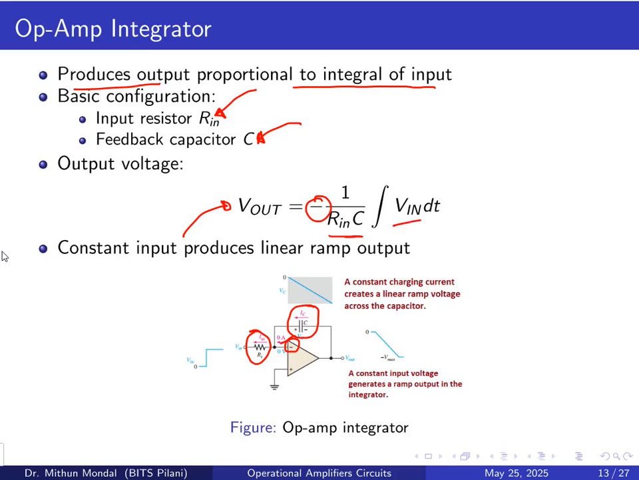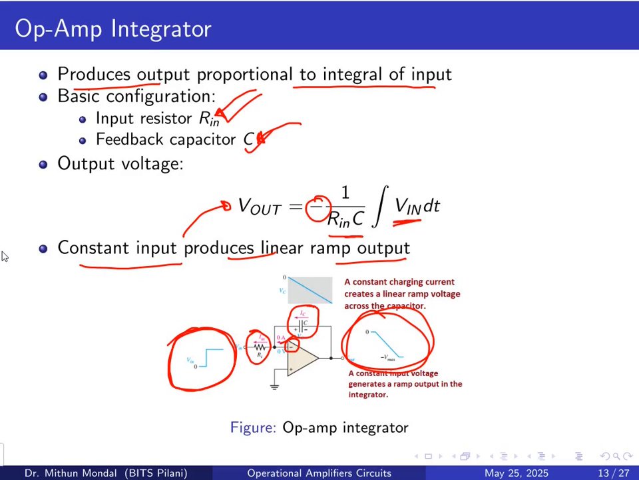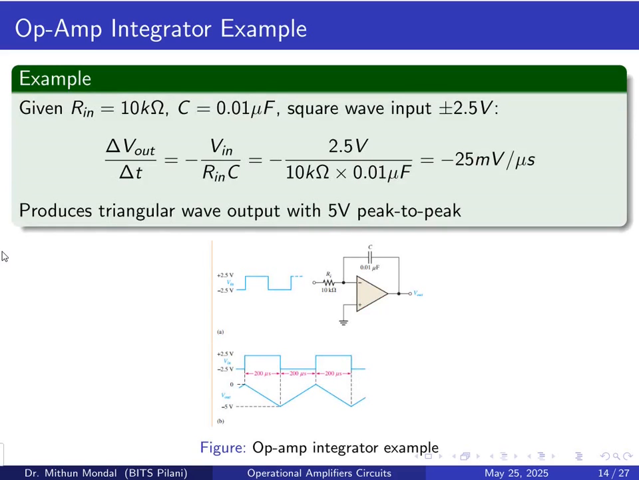So this is 1 by RC and integration of the input voltage. A constant input will produce a linear ramp output. So when you are giving a step signal at the input, the output that you are getting is in the form of a linear ramp output. This is the integrator circuit where you require the resistor and capacitor in the network. Resistor is at the input terminal and capacitor is at the feedback terminal.